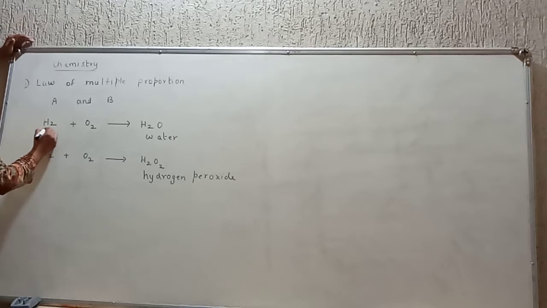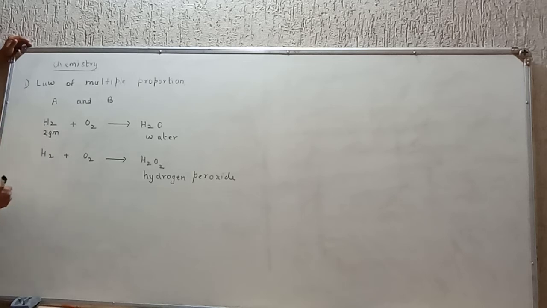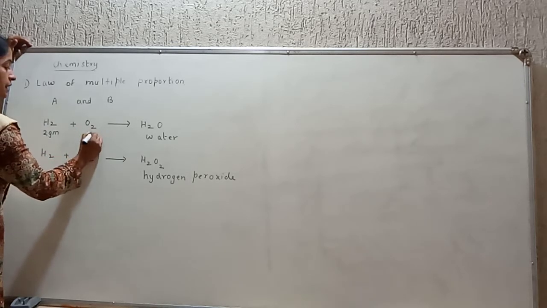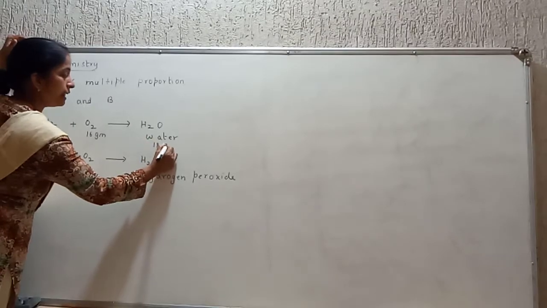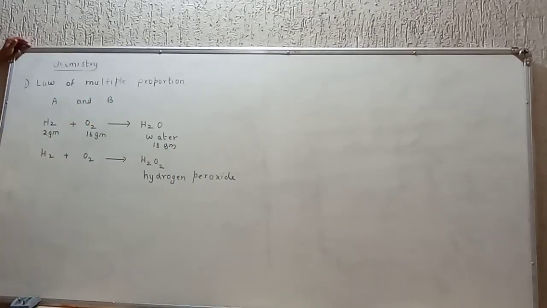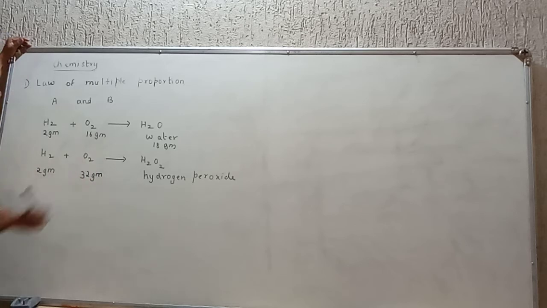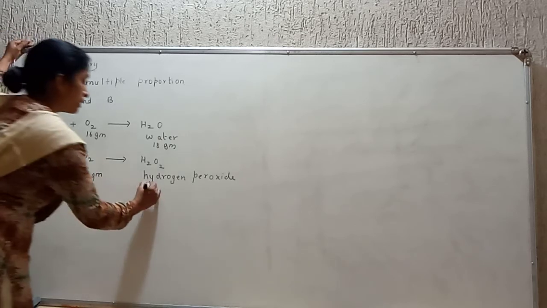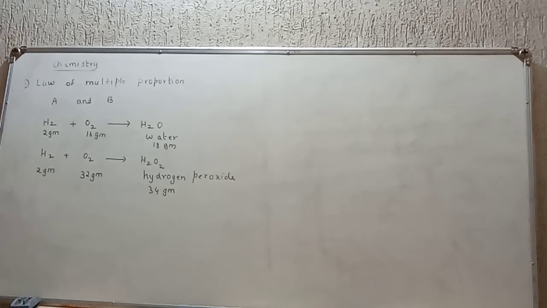Here we can take, what is the atomic mass of hydrogen? 2 gram. 2 gram of hydrogen reacts with 16 gram of oxygen to form 18 gram of water. 2 plus 16, 18. Same 2 gram of hydrogen combined with 32 gram, double घ्यावा लागतो oxygen, to form 34 gram of hydrogen peroxide.